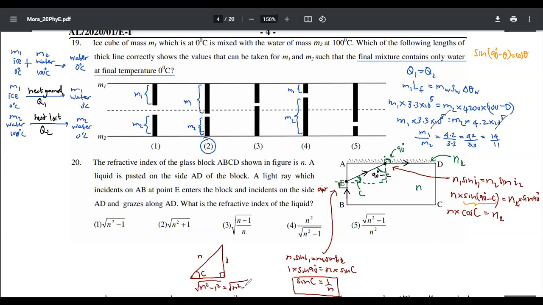Agreed? And what is cos C now? Tell me cos C. N into cos C is adjacent, square root of n squared minus 1, over hypotenuse n. So n and n will get cancelled off. Finally, NL will be equal to the square root of n squared minus 1. Hence, the answer is the first one. That's the answer for the first one.